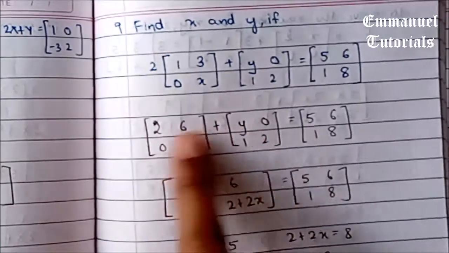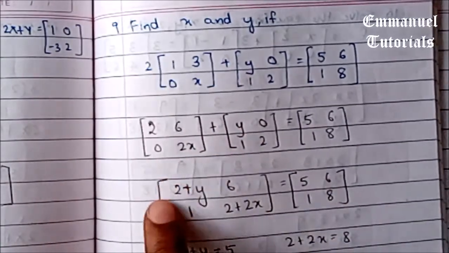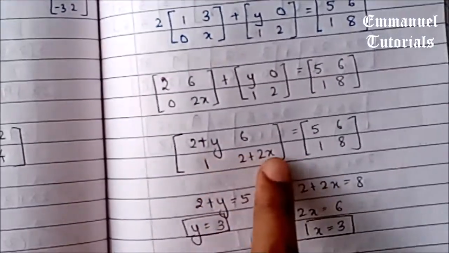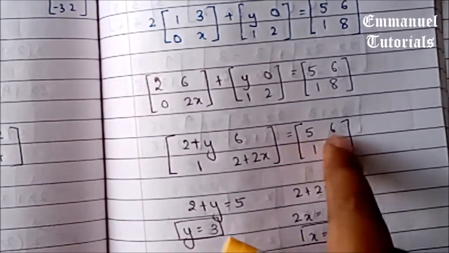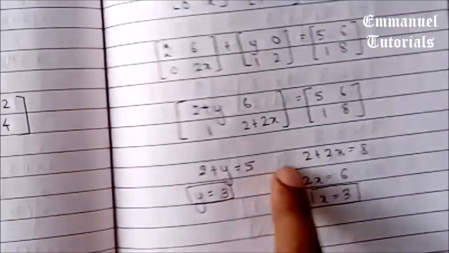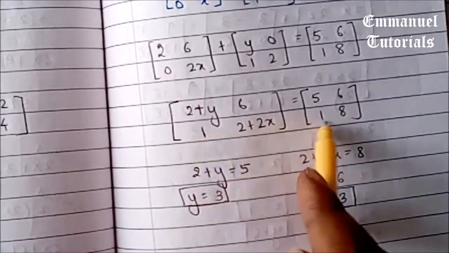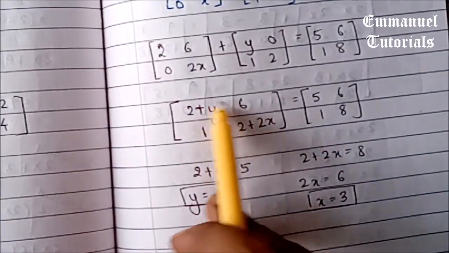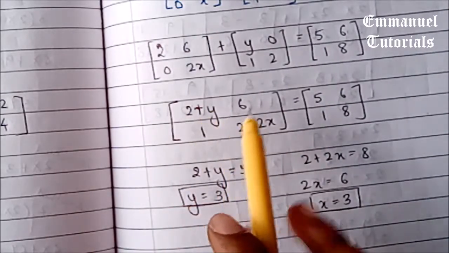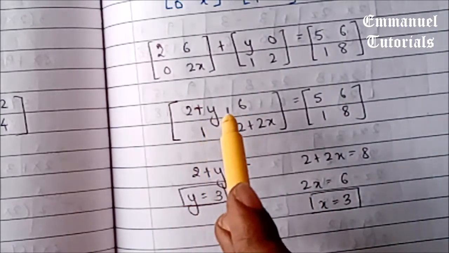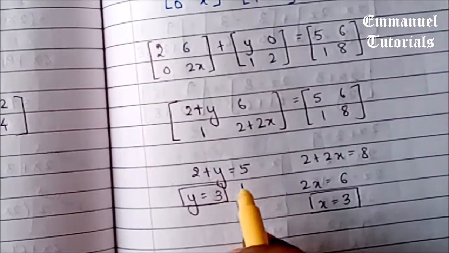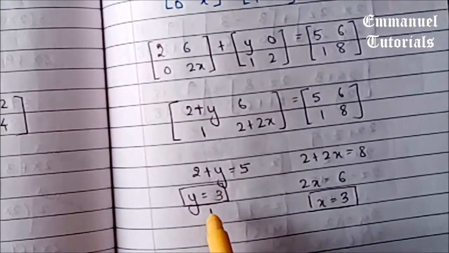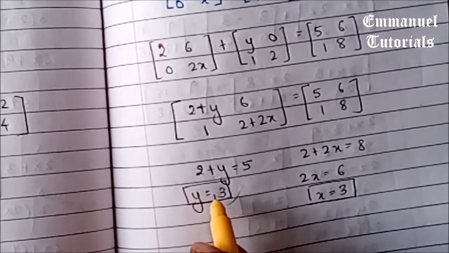Now adding both these two matrices we will get 2 plus y, 6 plus 0, 0 plus 1, 2 plus 2x is equal to 5, 6, 1, 8. Now because these two matrices are equal, you can just equate the elements at the respective places. So at A11, 2 plus y is equal to 5. So y is equal to 5 minus 2 which is equal to 3. So we get the value of y is equal to 3.